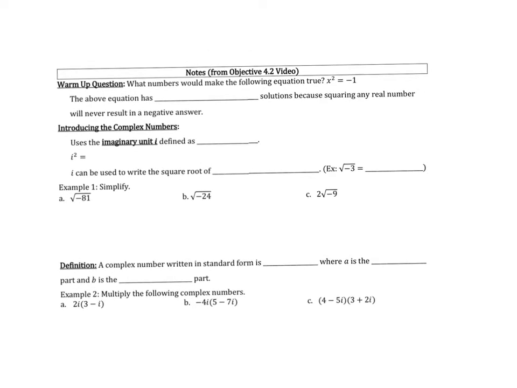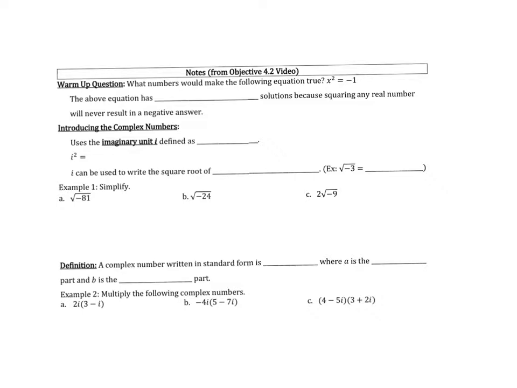All right, in lesson 1, we talked about simplifying radicals. In this lesson, from objective 4.2, we are going to talk about a different kind of number, a complex number. So let's start with a warm-up question. What numbers would make the following equation true? X squared equals negative 1. What number, when we square it, will give us negative 1?